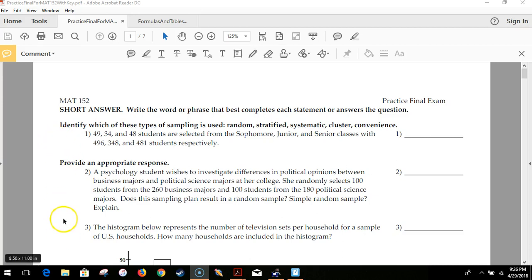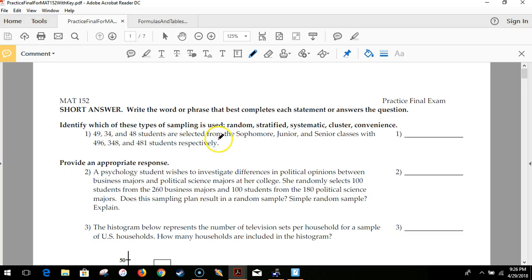The questions will be in pretty much the same order, and they appear in the order that we covered the material in the course. So we're going chapter 1 and ending in chapter 10. There's a couple of questions that got a little bit out of order, but I'll identify those when we get there. Start with question 1.